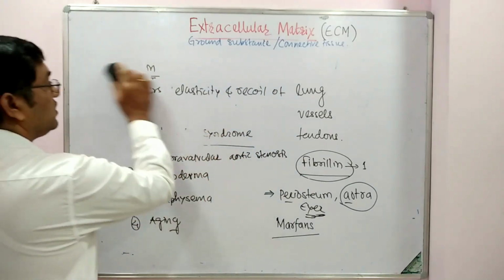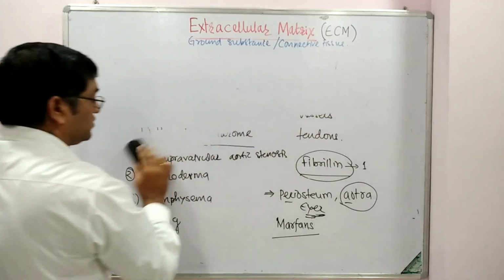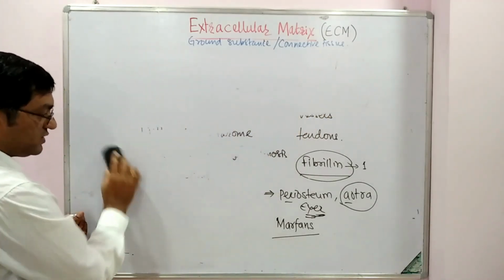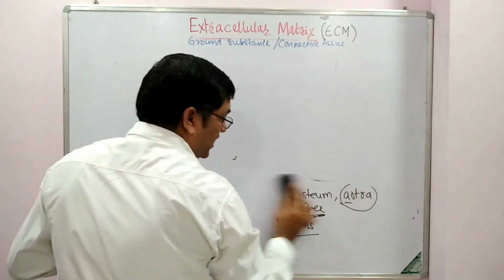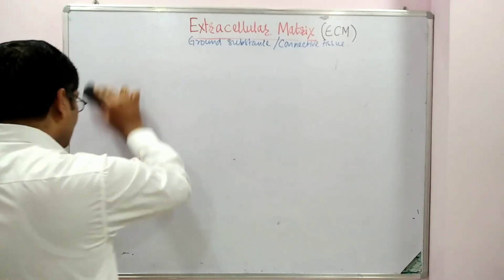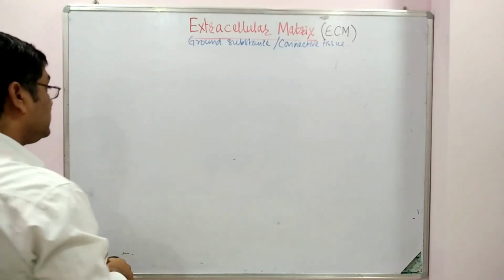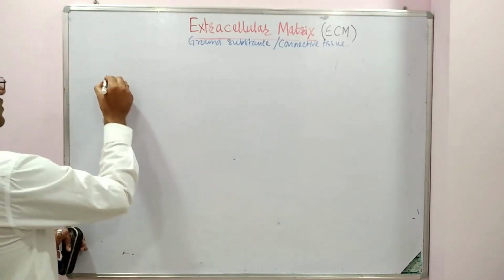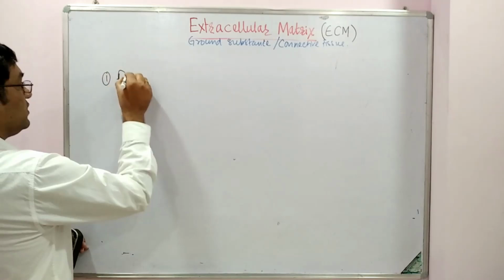So these are the fibrous structural proteins. Now coming to the specialized glycoproteins. Glycoprotein means carbohydrate plus protein. What are the specialized glycoproteins present in the extracellular matrix? The first one is fibronectin.